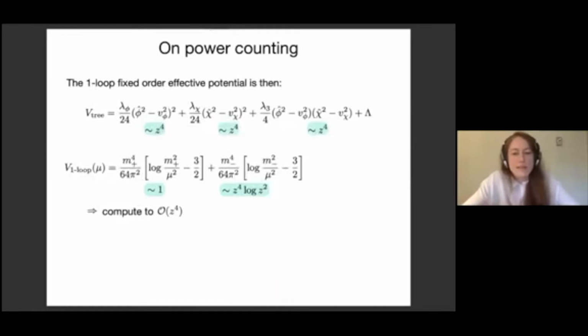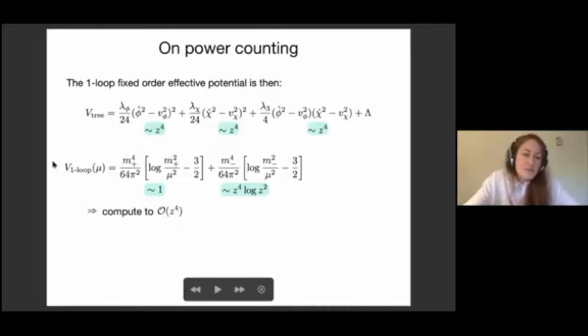So let's orient ourselves. With this power counting, I can give you just the fixed order one loop effective potential. The tree level piece is just the tree level Lagrangian evaluated on the background fields. And here I've just rewritten it in a convenient way in terms of the V phi and V chi parameters. Of course, this is completely standard. The thing I want to point out about it is that it's order Z to the 4th, because in our power counting these differences were order Z squared. So the tree level piece is order Z to the 4th.